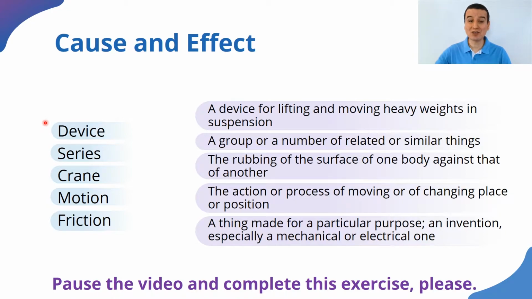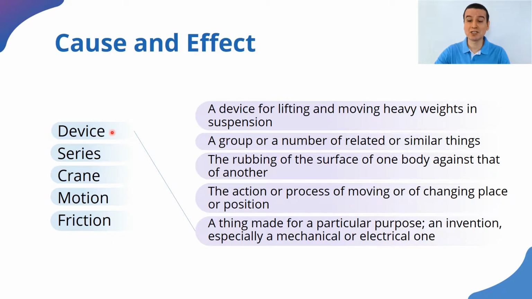All right, thank you. I hope that you did complete the activity, that you paused my video and matched these words with their definitions. Let's see the answers. What's a device? A device is a thing made for a particular purpose. Just that. Could be an invention, especially a mechanical or electrical one. That's a device. What's a series? A series is a group or a number of related or similar things.